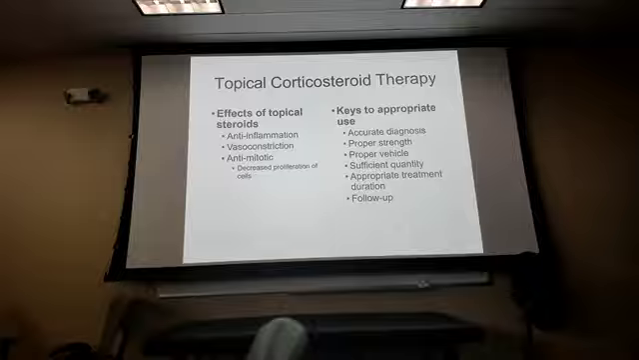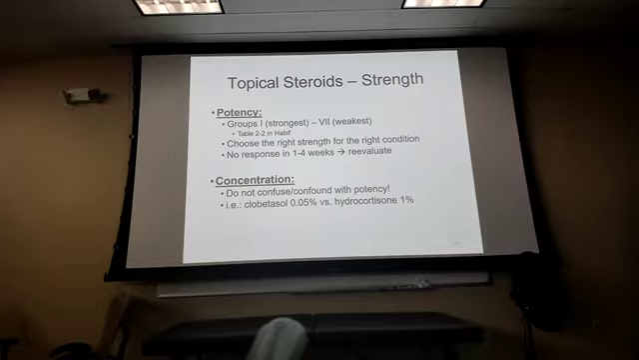And at the end of this one, we're going to look at some of the infants as well as adults, and how much of a fingertip that they will get. Appropriate treatment duration and follow-up. I told y'all that group 1 is the strongest and the 7s are the weakest. Choose the right strength for the right condition. If it's been 1 to 4 weeks with what you thought was going to help, well then we need to have them follow up and look at it again.